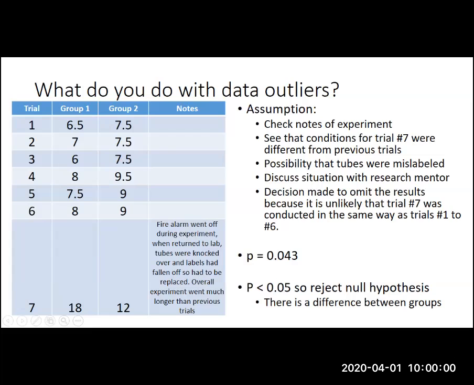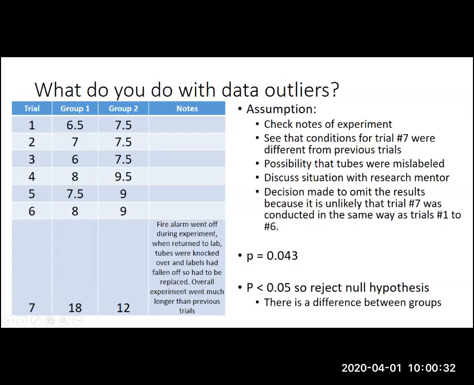And so we see the conditions for trial 7 were different from the previous trials. Previous trials were fine, no fire alarm going off, no evacuation, the test tubes stayed labeled, we were staying on our timetable, everything was fine. So we take a look at trial 7, we just had a lot of problems with trial number 7, as well as the possibility that the tubes were being mislabeled. Now at that point, you don't say, okay, now I have the justification to strike this data, so I'm going to cross it out now.